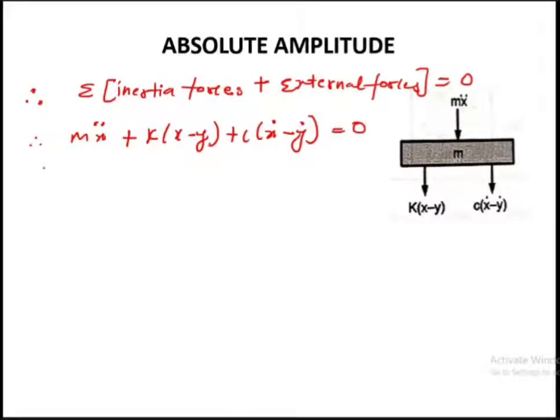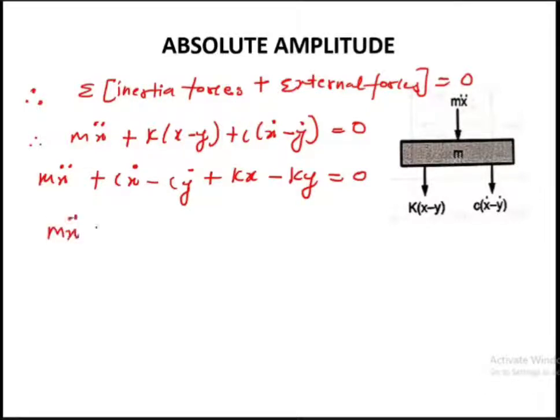Let me open up the bracket. So m x double dot plus c x dot minus c y dot plus k x minus k y is equal to 0. From this, let me take the negative terms to the right hand side. I get m x double dot plus c x dot plus k x is equal to k y plus c y dot. Okay, I've got this equation. Now, what is y?